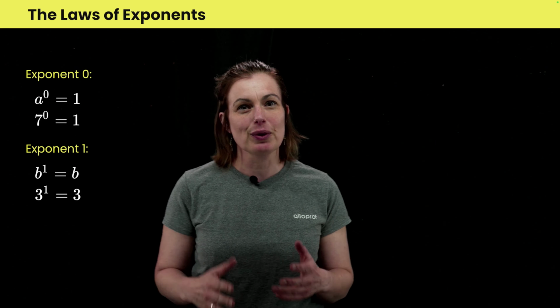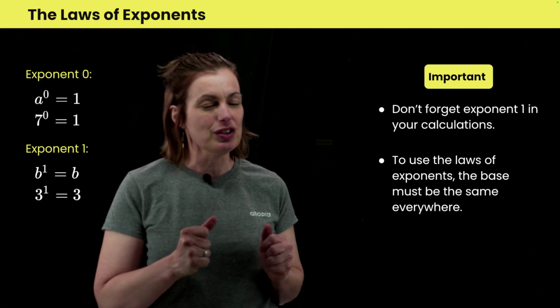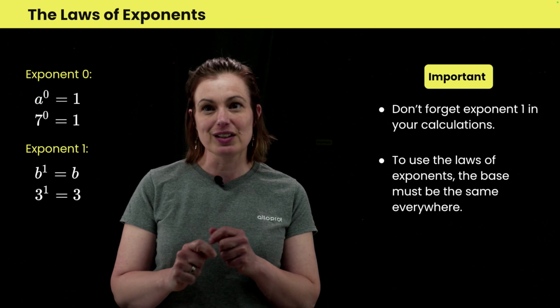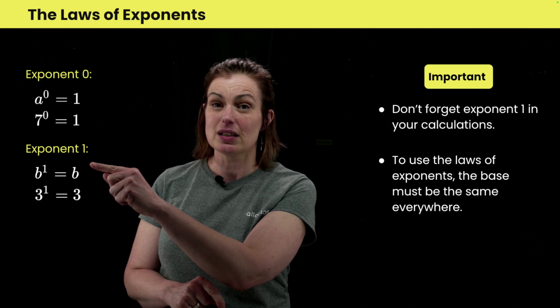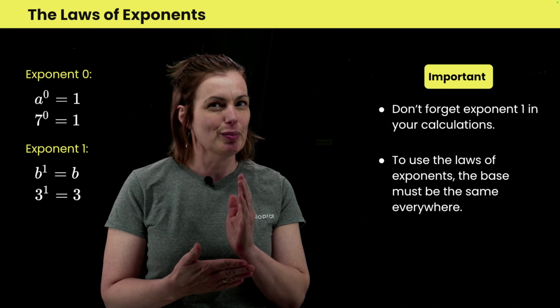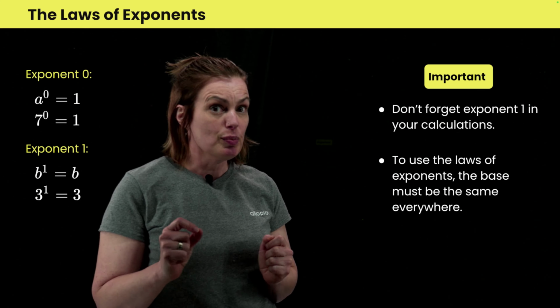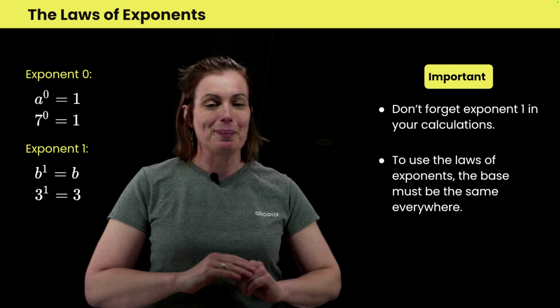Now, before we go any further with our laws of exponents, let's just remember that we don't want to forget exponent 1 in our calculations. Even though exponent 1 isn't always written, it's really important to remember that it's there. To use the laws of exponents, we also have to remember that the base must be the same everywhere.